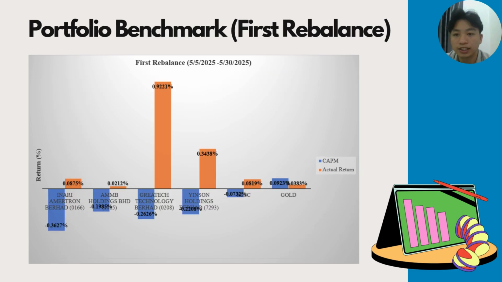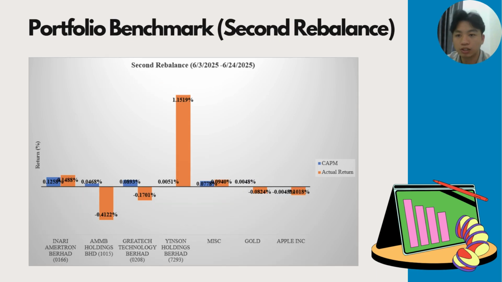For the first rebalance, the performances of Inari Amertron Berhad, AMMB Holding Berhad, Greatech Technology Berhad, Yinson Holding Berhad, and MISC are good because the actual return is positive, even though the CAPM return is negative. It implies that they make a profit in actual return compared to the loss in the CAPM. For the second rebalance, the performances of Inari Amertron Berhad, Yinson Holding Berhad, and MISC are good because they make more profit in actual return compared to the CAPM.